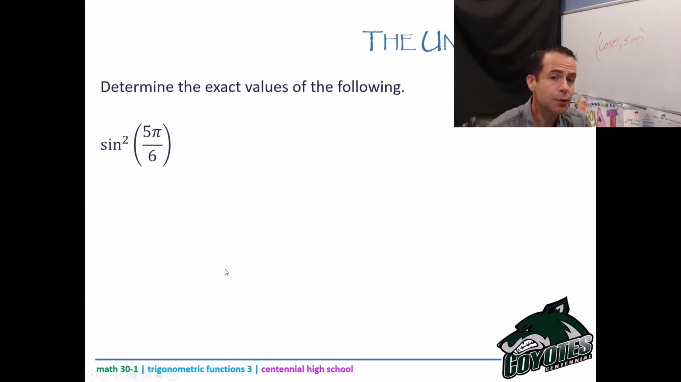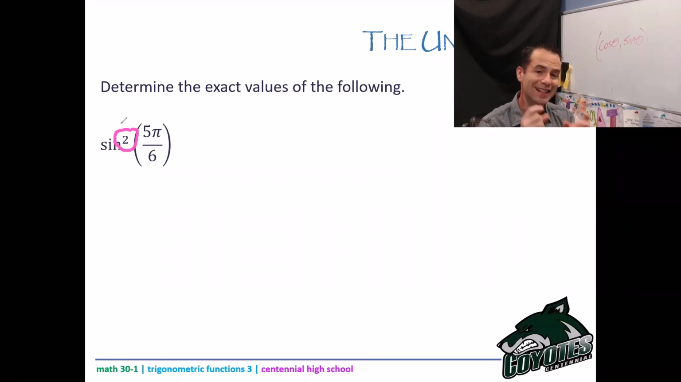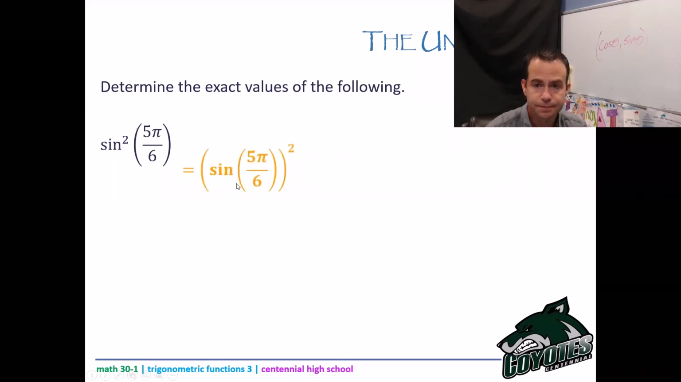Okay, sine squared of 5 pi over 6. Now, there's a couple things we need to talk about here. First of all, we need to talk about where this square is and what that means. This is always how it's written. It'll say sine squared of the angle. But what it means is this. What it essentially means is you need to figure out the sine of the angle, take that ratio and square it. So it means this.